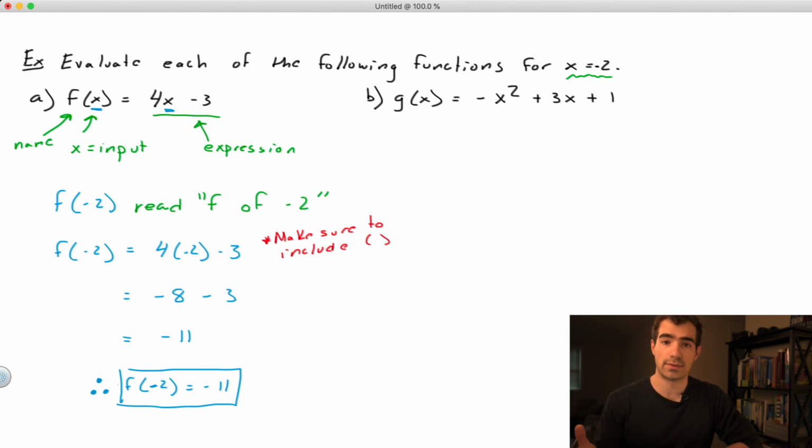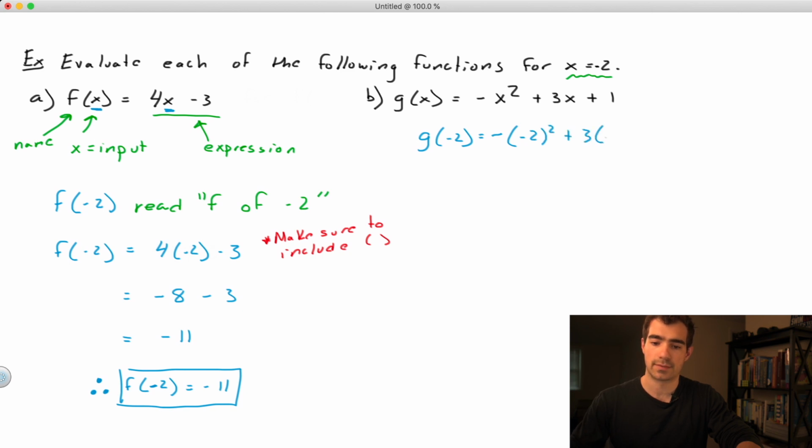Now, we can do exactly the same thing we just did, but for our function g as well, right? If we want to take g of -2, all we're going to do is find every instance of that input in the expression, so every instance of x, and replace it with -2. So here we have -2 squared plus 3 times -2 plus 1, right?